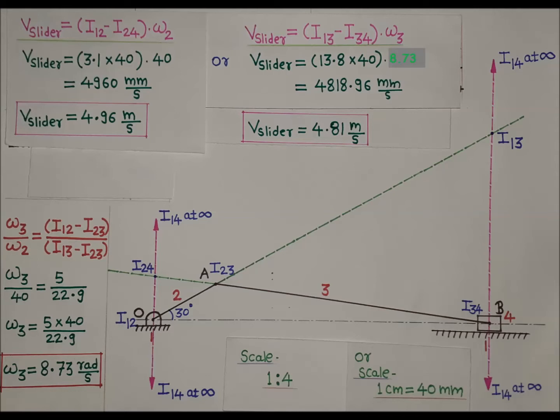We should multiply that distance by omega 3, and omega 3 is 8.73. If we perform this calculation, then we will end with a number 4818.96, and obviously that velocity will be in millimeter per second. We can even express it in terms of meter per second, and the velocity of the slider will be 4.81 meters per second.